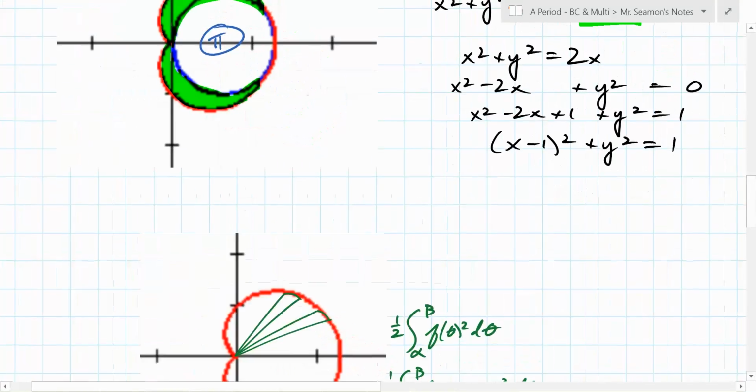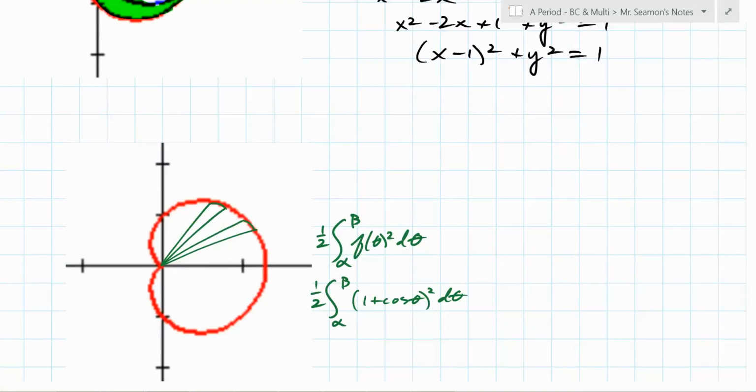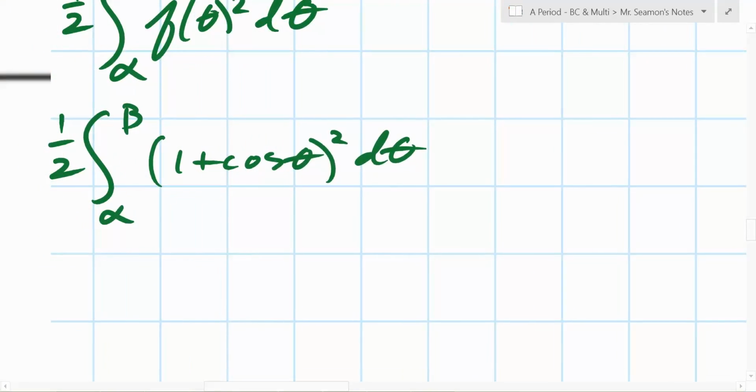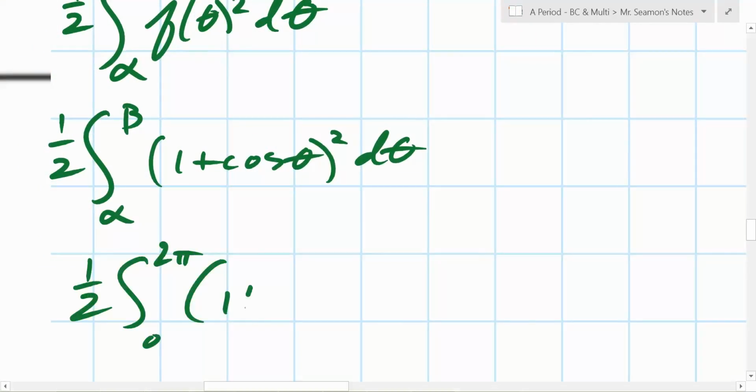So you go back here and you say, okay, that's nice. So it starts here at 0. How far around do we have to go? 2 pi, right? If you go all the way around to 2 pi. So the stated integral for this one is going to be 1/2, integral from 0 to 2 pi, of 1 plus cosine theta squared d theta.